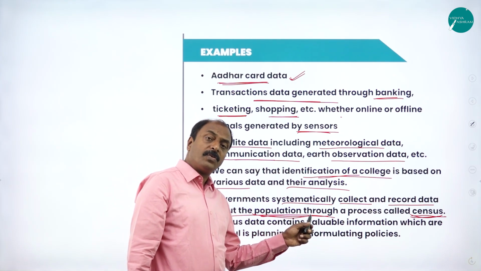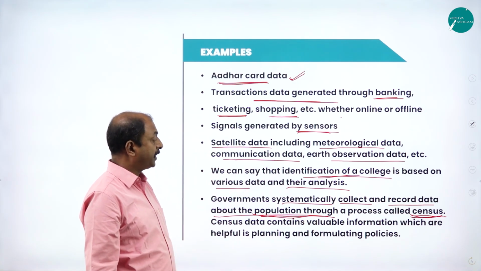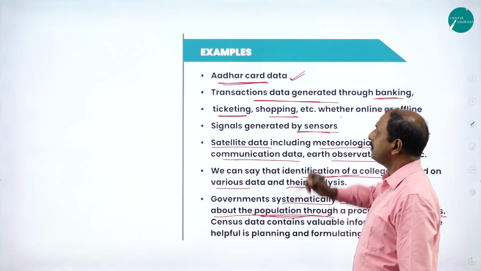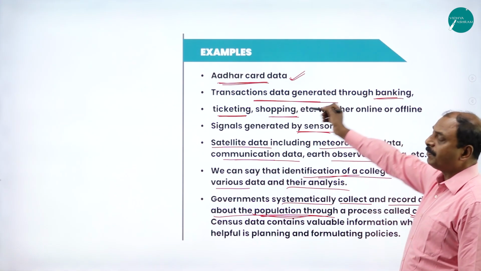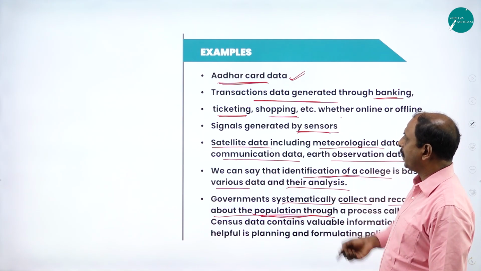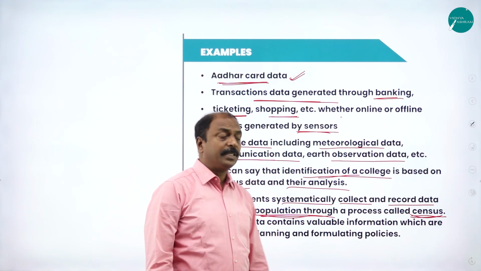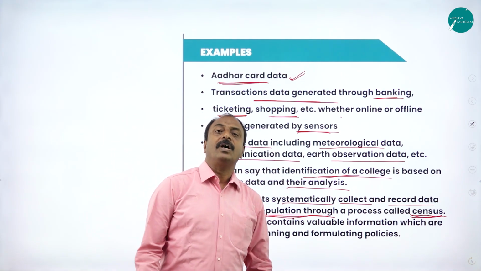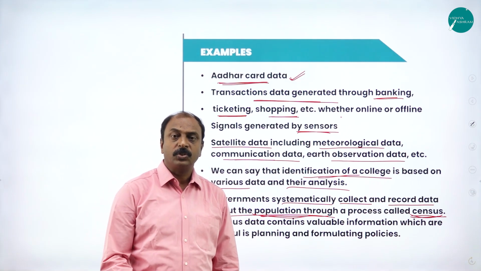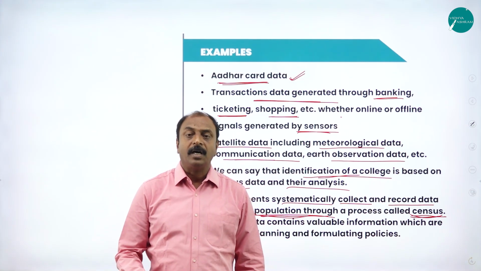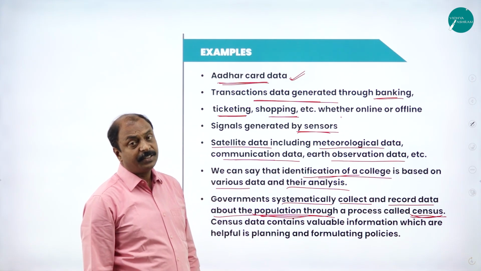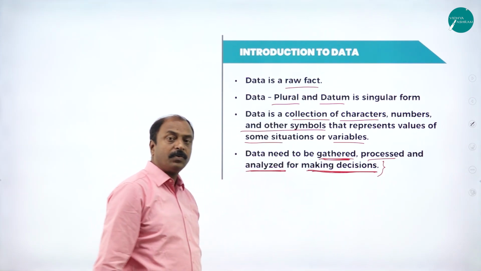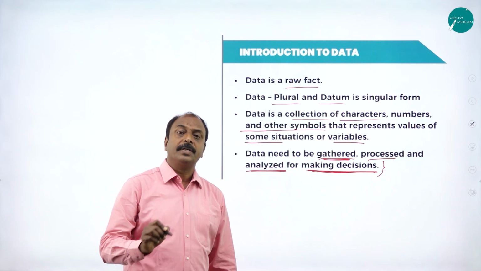This is also a type of data. So all these are different examples of data. Aadhaar card is one data. Banking transaction is another type of data. Online reservation, ticket booking, and the signals generated in automatic systems, and satellite data. All these are different forms of data. So what is the purpose of this? With the help of this data, a government or any organization can make decisions. That is what you have seen here. That is the result of data processing, and that is the importance of data.